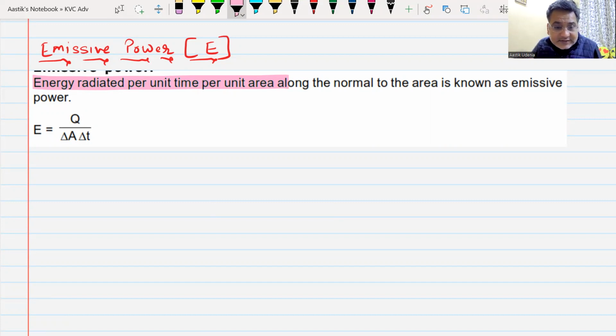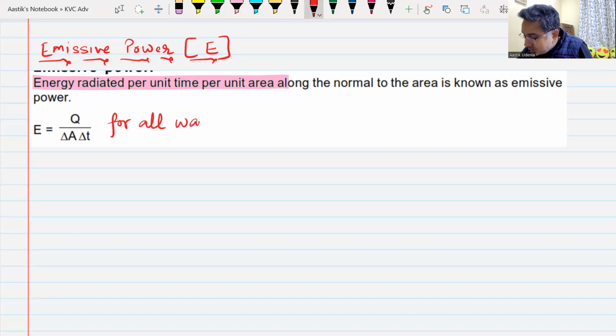Do we understand this? Now this emissive power is for all wavelengths, because when the body is at some temperature and emitting energy, it is emitting energy of all the possible wavelengths. Do we understand this? That is known as the total emissive power or the emissive power of the body.